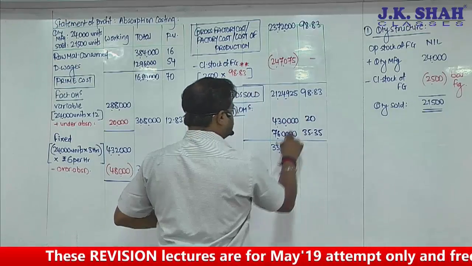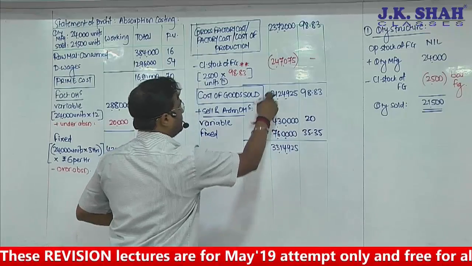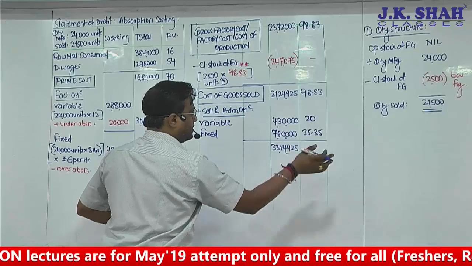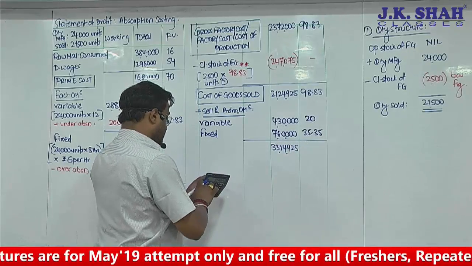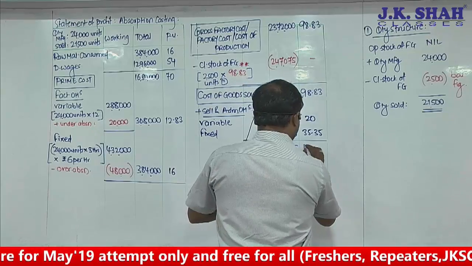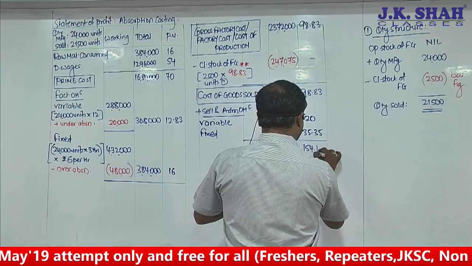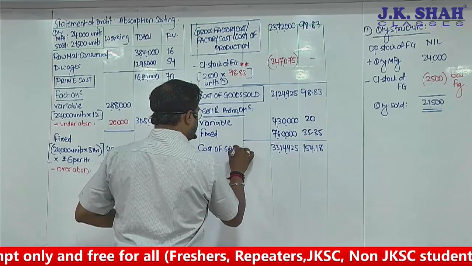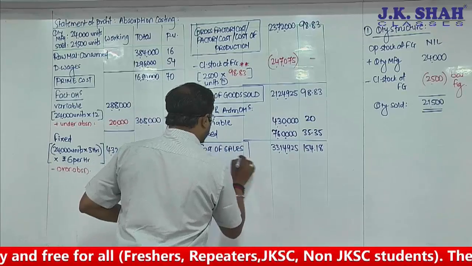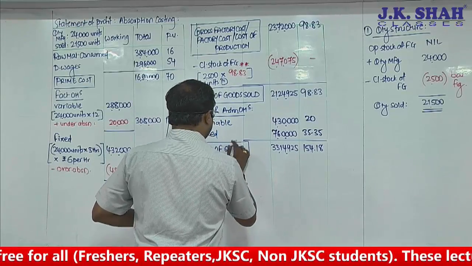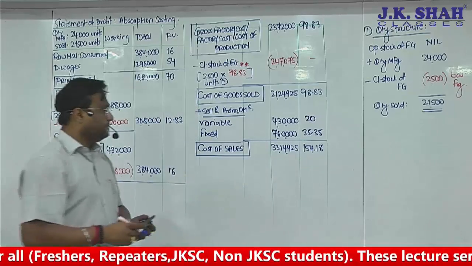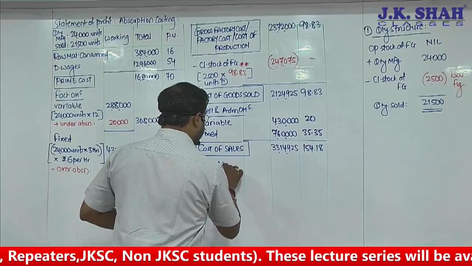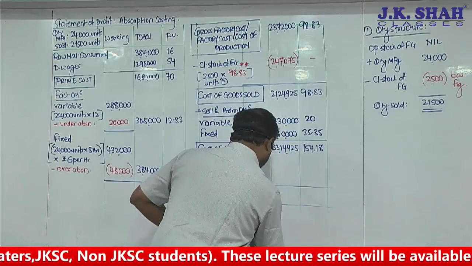33,14,925. See, from this stage onwards, we start considering quantity sold because we have already separated closing stock. So everything is related to quantity sold. 154.18 is my cost of sales. Since I have already adjusted under over absorption, I will not go for any adjustment. I'll simply leave one line for profit and I'll first write down sales.